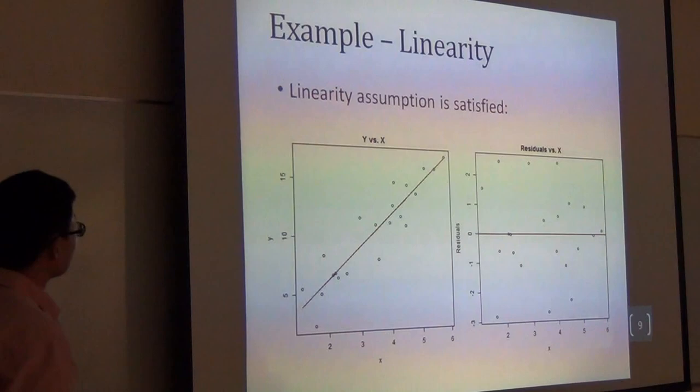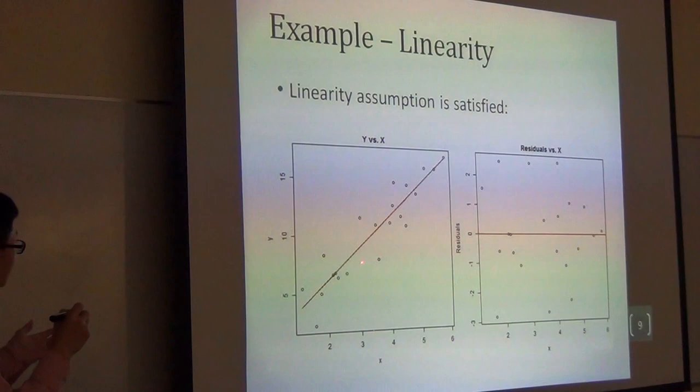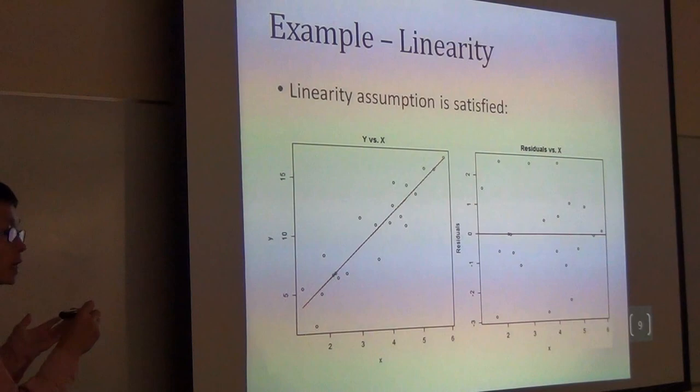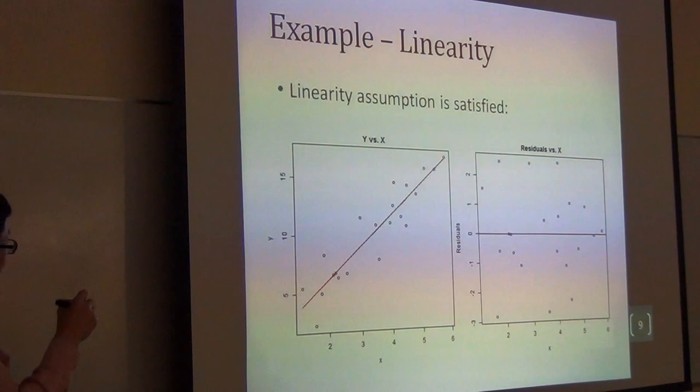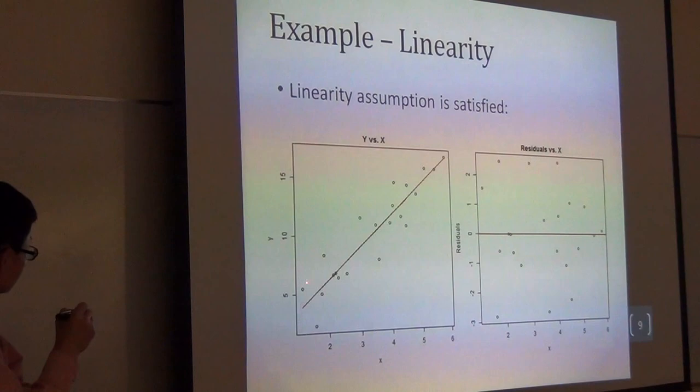You can examine the linear assumption from this graph, but sometimes it's not clear. Sometimes it looks like it's fine, but when you look at a plot of residuals versus X, you may find it's not correct. As I explained, residuals is defined as our observation minus our predicted value.